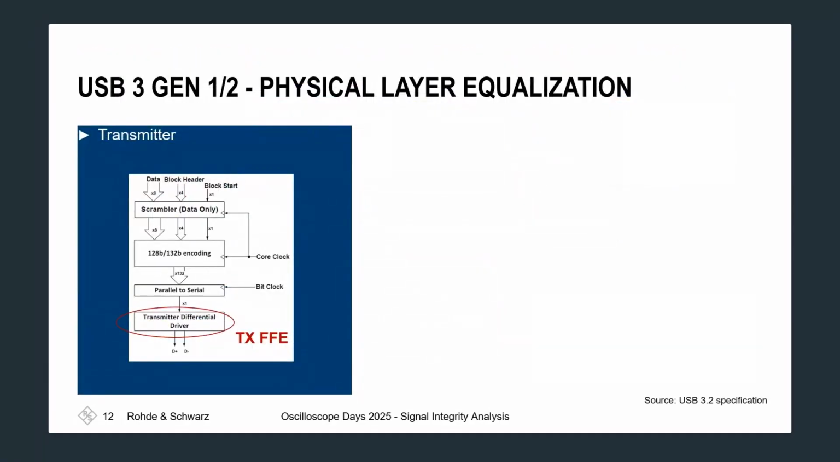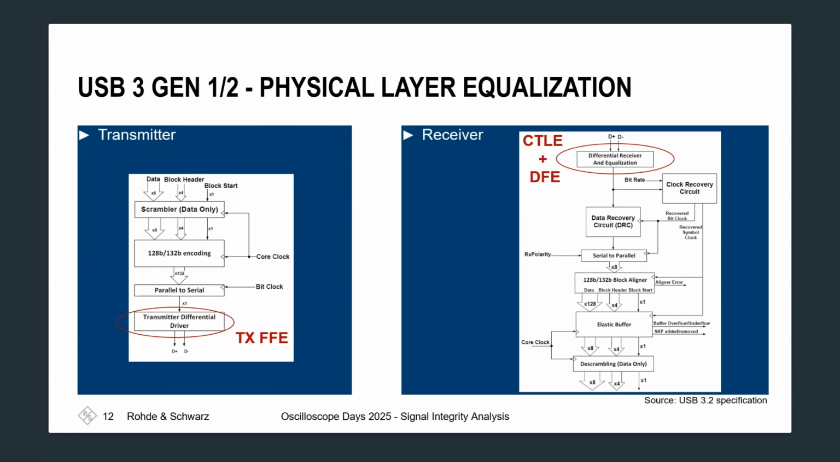And then this is not just something that we can do on the scope, this is something that is done within different serial bus communications. So this is the USB 3 Gen 1 and 2 USB standard. And here we can see at the transmitter side that within the USB standard, there is some equalization that is done from the chip and also at the receiver side as well.